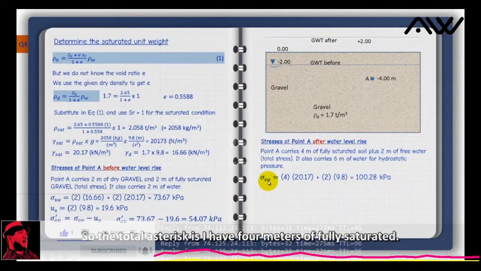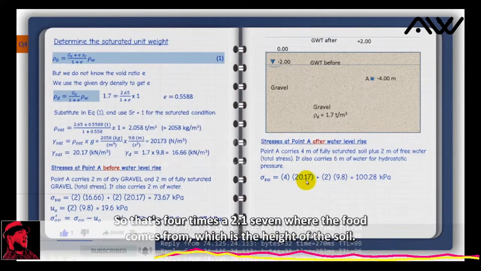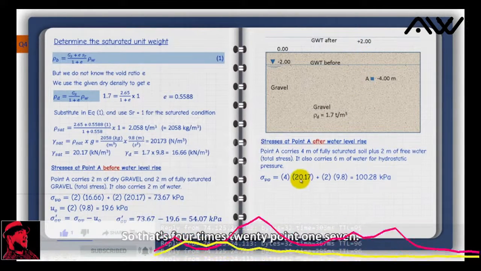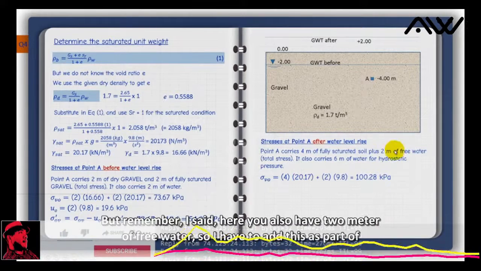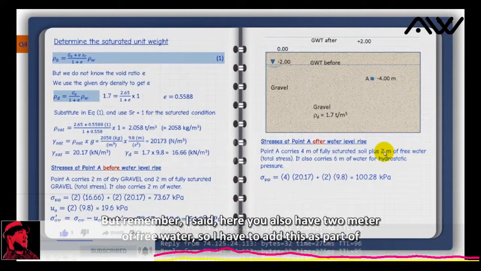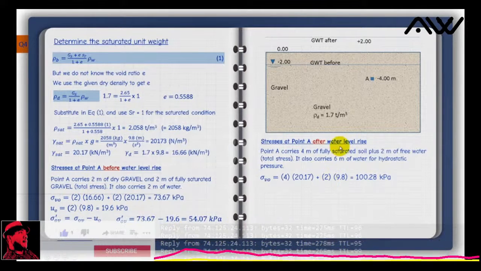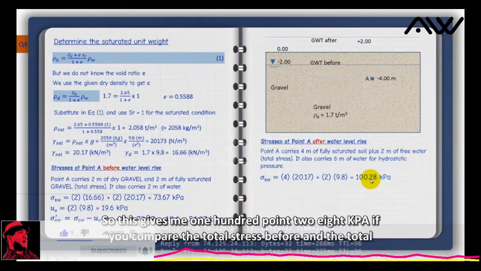So the total stress is, I have 4 meters of fully saturated soil, so that's 4 times 20.17, where the 4 is the height of the saturated soil column. 20.17 because everything is saturated at this condition when the water rises to +2. So that's 4 times 20.17. But remember I said you also have 2 meters of free water, so I have to add this as part of the total. This is a mistake that you may make, so make sure that you understand this. So 2 meters times 9.8. This gives me 100.28 kPa.